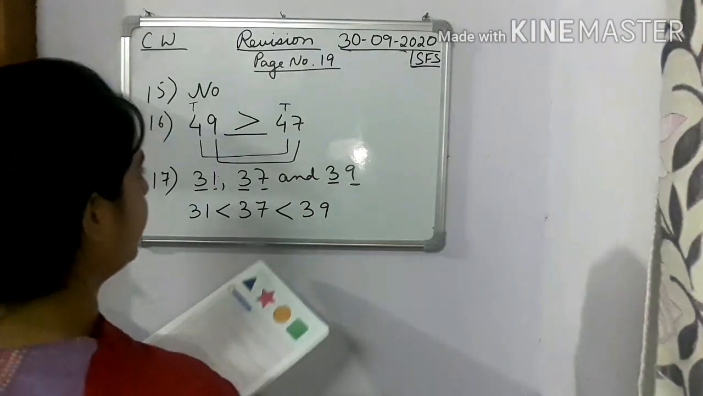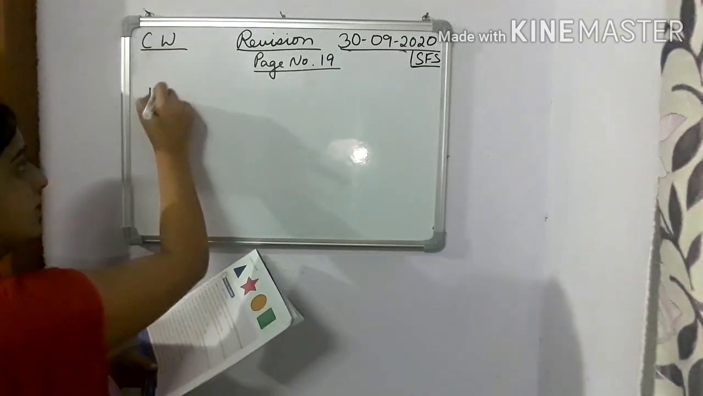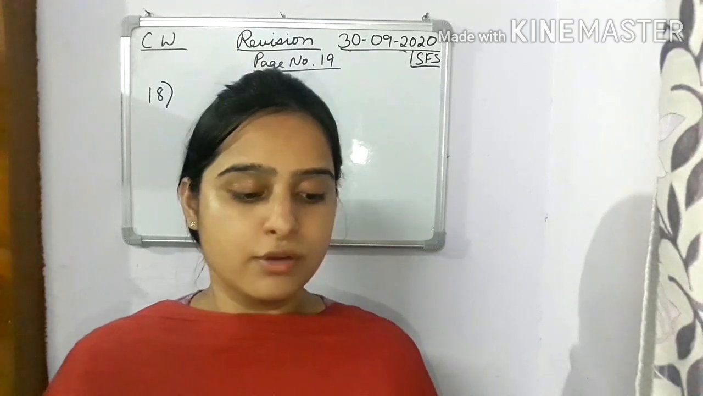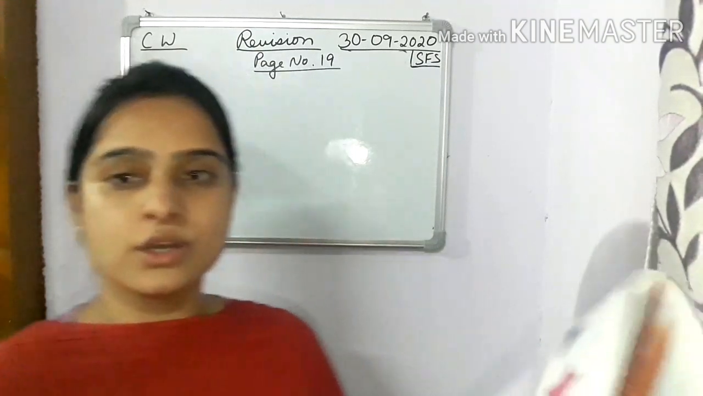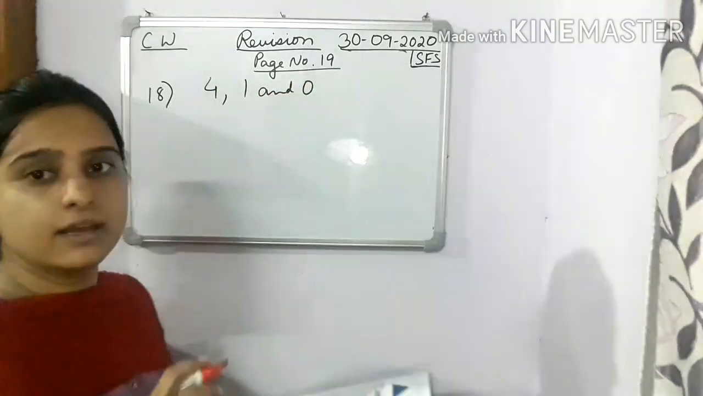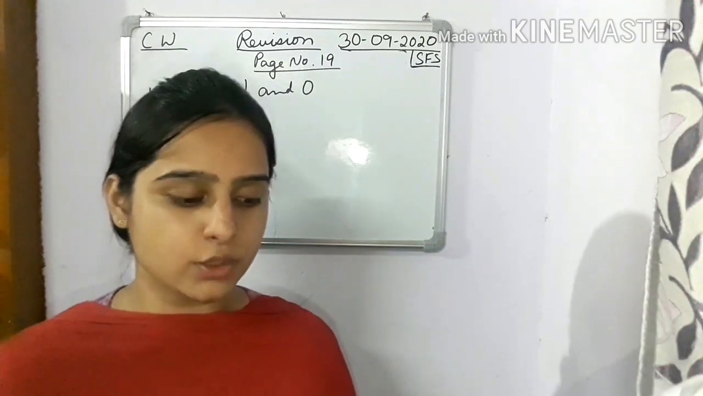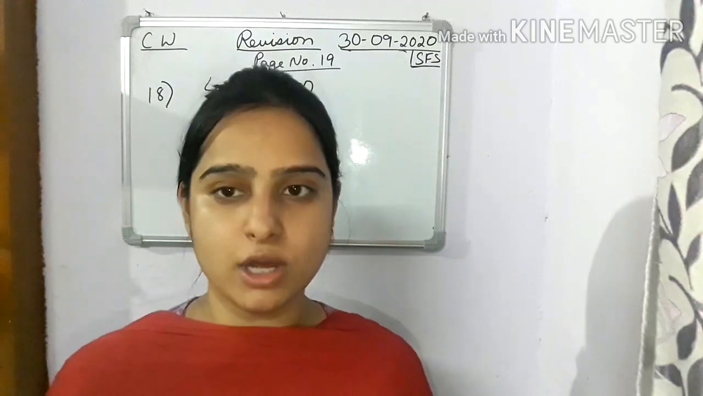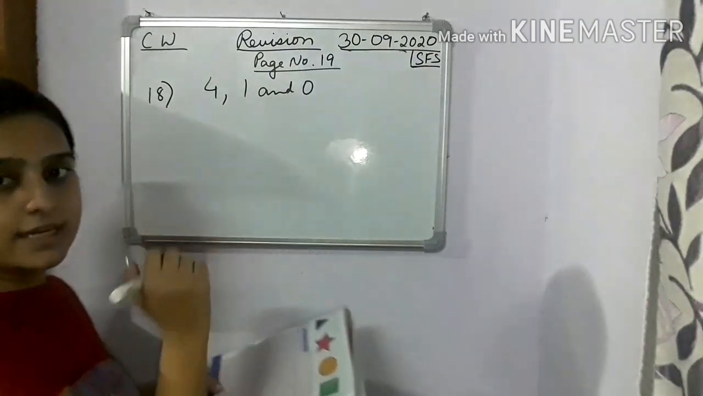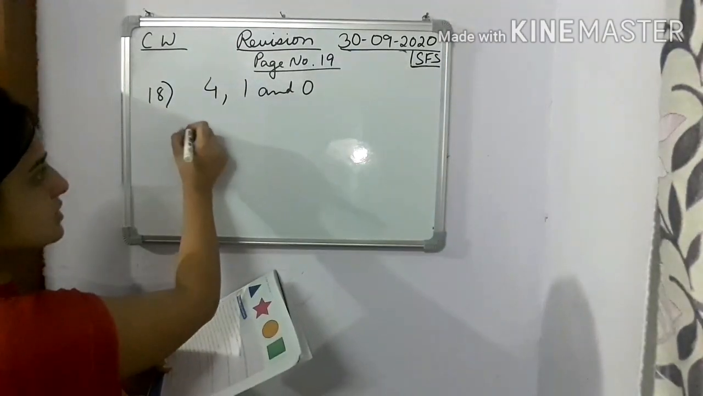Let's do question number 18. Form two-digit numbers from 4, 1 and 0. So children, you have 4, 1 and 0, and we have to form two-digit numbers. It is not mentioned that you have to form greater or smaller. You just have to form two-digit numbers. So we can take any of the digits from these 3 and form a two-digit number. You can write your own answer also, children.